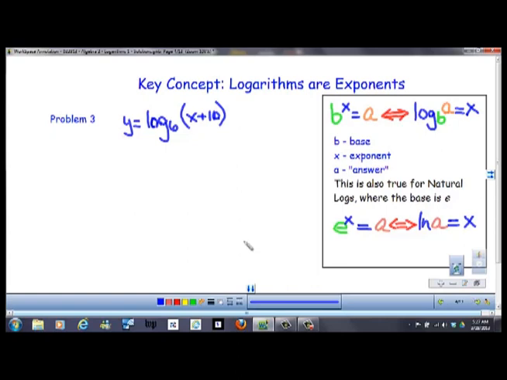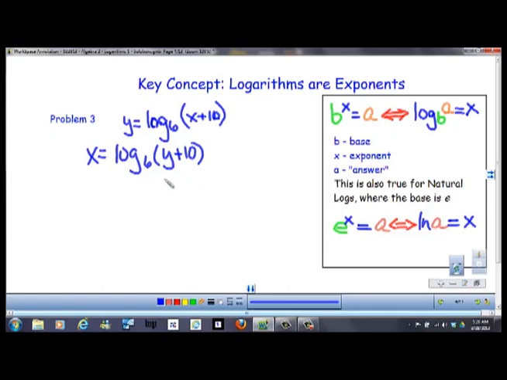Okay, so here we have y is equal to log base 6 of x plus 10. First step, transpose x and y. We get x is equal to log base 6 in parentheses y plus 10. And these parentheses are very important, as you'll see in some of the upcoming problems. This means 6 to the x is equal to all of this. If the parentheses were not there, our statement would be a bit different.